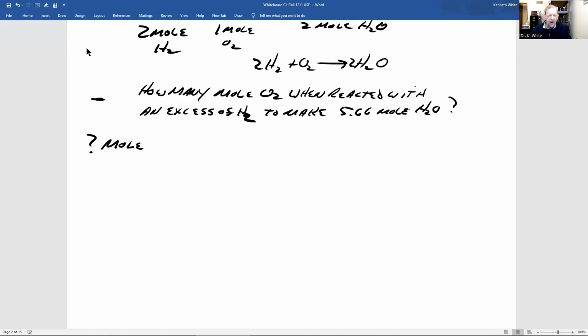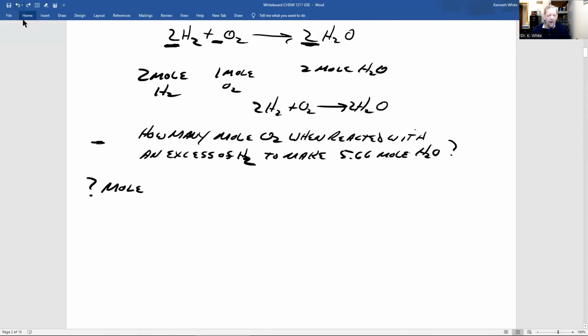Moles of oxygen. What are we given? This amount of water. We're also told it reacted with an excess of one of the reactants. When you say excess of one of the reactants, that means you can ignore it, forget about it.